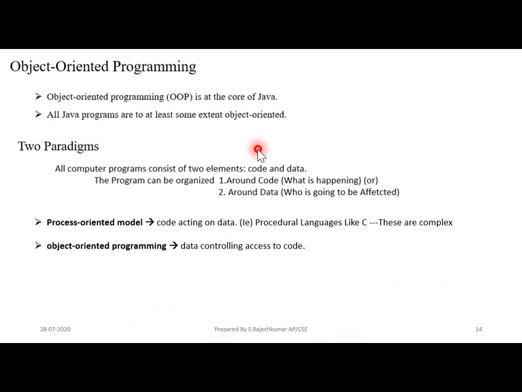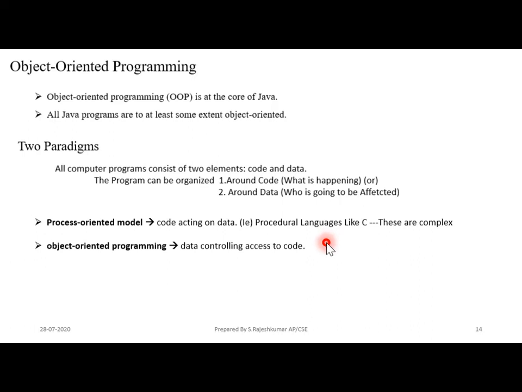Organizing around the code is called the process oriented model. That means code acting on the data. You have to write the code to make the data work. This is called the procedural language approach, like C. These languages are a little complex to implement when the program is larger in size. Okay, so we move to object oriented programming.